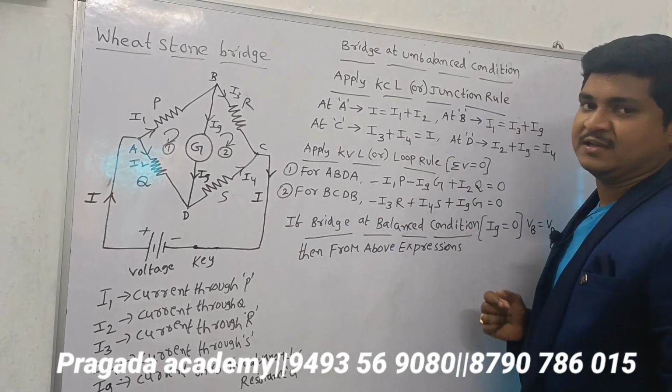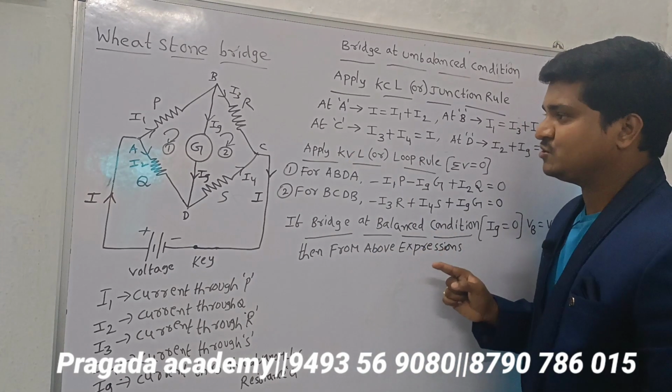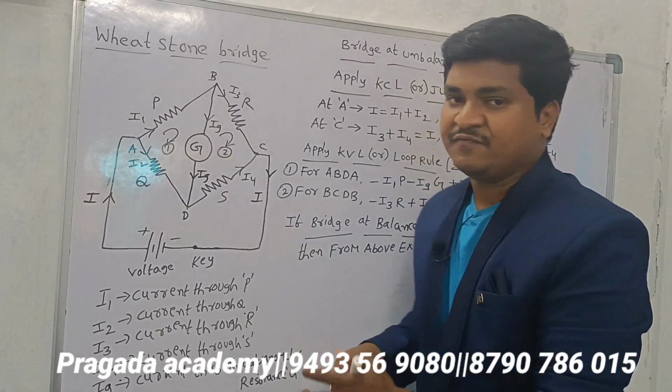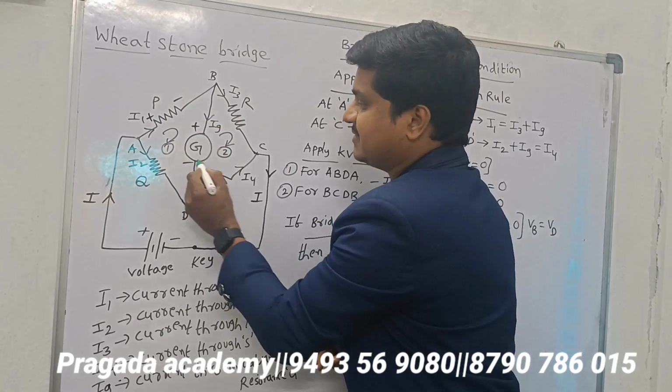So we need to apply KVL. For any closed loop only we need to apply the KVL. If you observe in the loop direction, we need to take the plus or minus for the resistors.